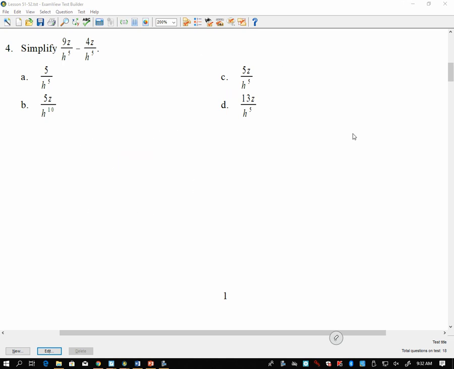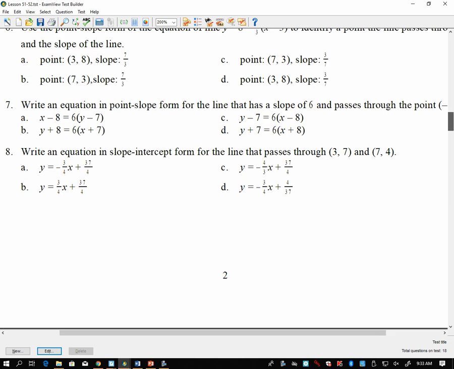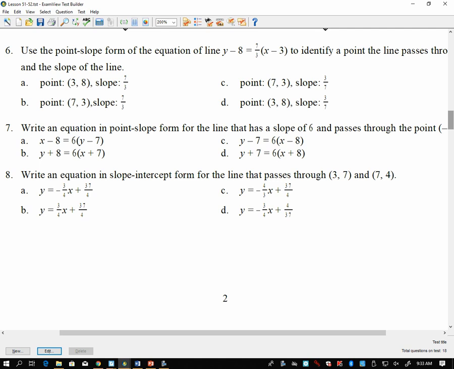Okay, a lot of math is just being able to identify what these two things are, what it is I need to do, and what the rules are. Okay, we've done 5. Question 6 says use the point slope form of the equation, and they actually set it up for us to identify a point the line passes through and the slope of that line. So everything that we need is already there.